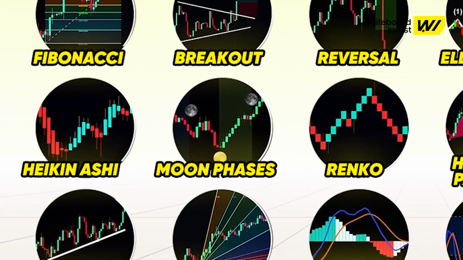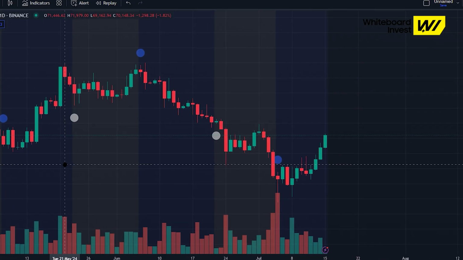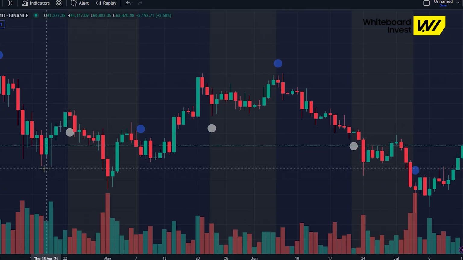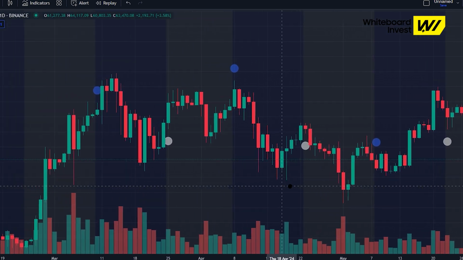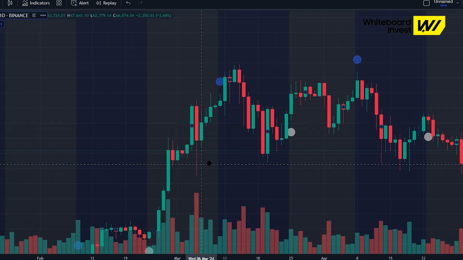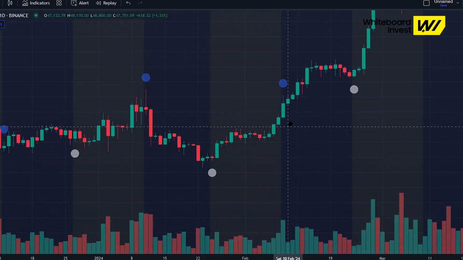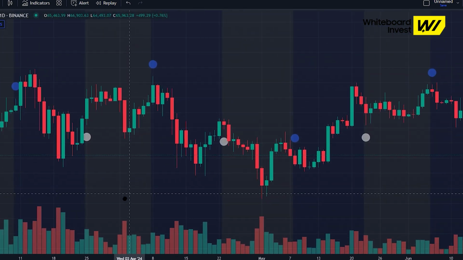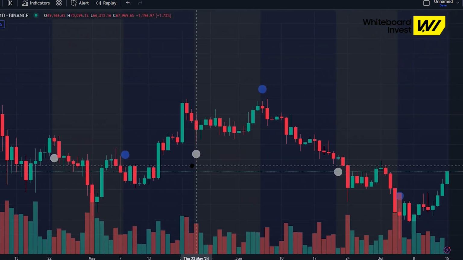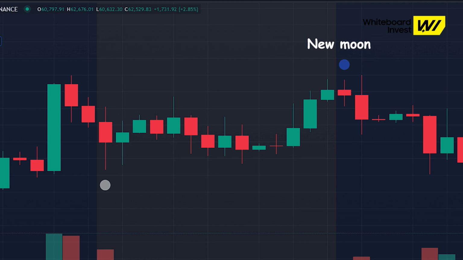Moon phases are a concept that uses the moon's cycles to time the market. Moon phase traders believe that these cycles are correlated with human emotions and behavior, which can influence market movements. Specific moon phases are thought to favor certain trends. A new moon is believed to signal a bullish market, while a full moon suggests a bearish market. Today, this approach is mostly used as a confirmation tool.